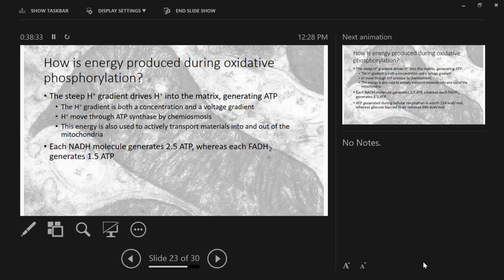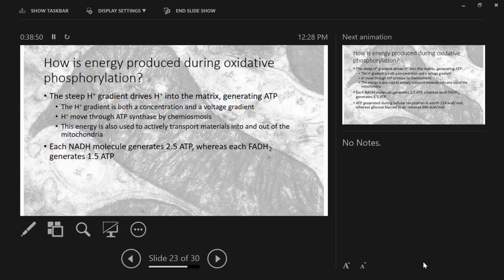And why is there a difference? Why does an electron from NADH generate more ATP than an electron from FADH2? Because it goes through an extra proton pump. It pumps some additional hydrogen ions.